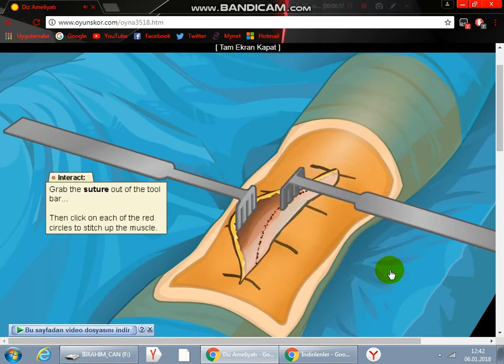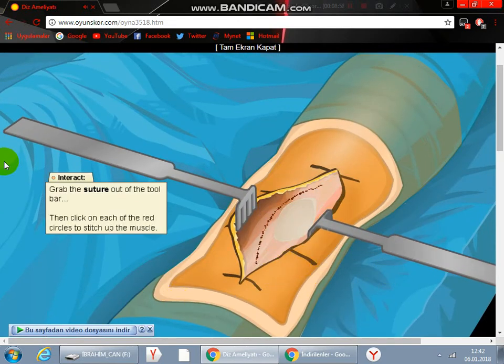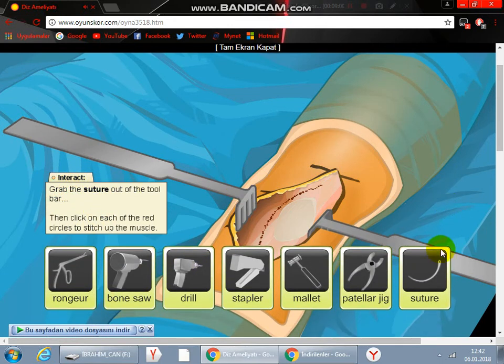Our patient's new knee is looking good. Let's close up the incision. First, suture the deep tissue and fat layers back together.